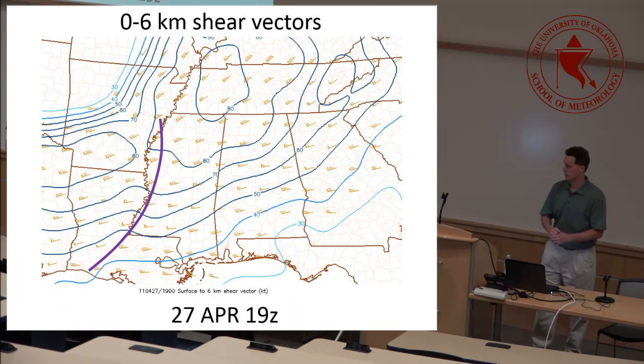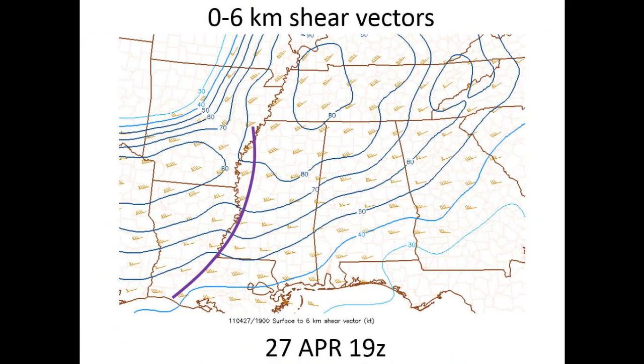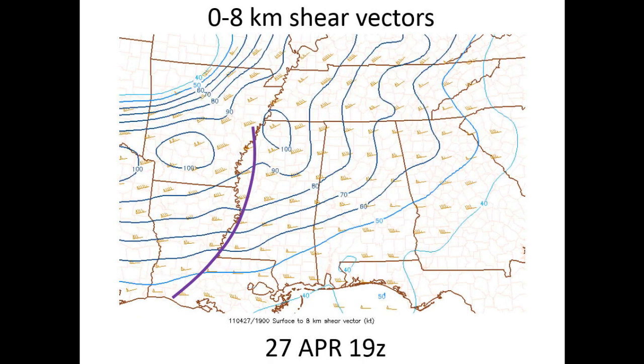Now looking at the shear vector orientations, big angle, at least 60 degrees, maybe 75 degrees across the boundary, way into the supercell parameter space, no question that this is a highly favorable supercell type environment. We continue up. We'll look at 0 to 8. Again, there's no magic layer that you have to look at. This is based on the work of Dial and Racy from SPC. They looked at slightly different, more non-standard layers, but the same thing is reflected in these things that you can pluck off the SPC mesoanalysis.